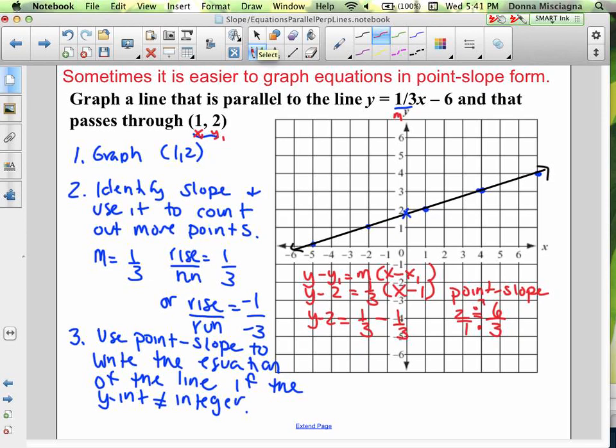So 2 times 3 would give you 6, and 1 times 3 would give you 3. So 6/3. Let's replace that 2 with the 6/3. y minus 6/3 equals 1/3 x minus 1/3. Now we'll add 6/3 to both sides. y equals 1/3 x. A negative 1/3 and a positive 6/3 is 5/3. And there's our equation in slope-intercept form.